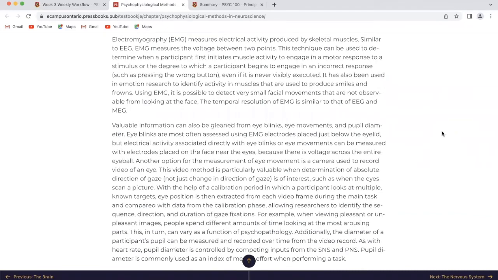Similar to EEG, EMG measures the voltage between 2 points. This technique can be used to determine when a participant first initiates muscle activity to engage in a motor response to a stimulus, or the degree to which a participant begins to engage in an incorrect response, such as pressing the wrong button, even if it's never visibly executed. It has also been used in emotion research to identify activity in muscles that are used to produce smiles and frowns. Using EMG, it is possible to detect very small facial movements that are not observable from looking at the face. The temporal resolution of EMG is similar to that of EEG and MEG.